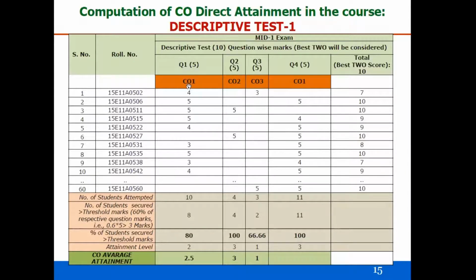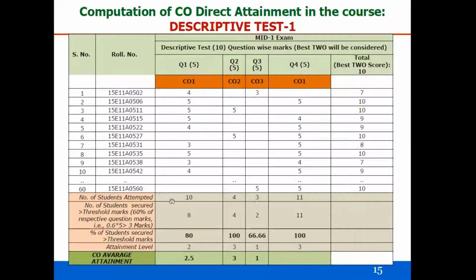The same case occurred here. For example, question 1 is mapped with CO1, question 4 is also mapped with CO1, question 2 is mapped with CO2, and question 3 is mapped with CO3. Now here, the students' attempted marks are given as per the evaluation. At the bottom, what you have to do is add the number of students who attempted question 1, as per your class strength, then the number who attempted question 2, question 3, and question 4. That count you have to enter here.